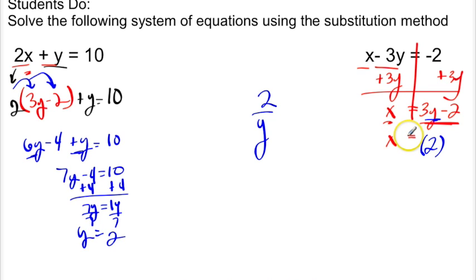X equals 3 times 2 minus 2. X equals 3 times 2 is 6 minus 2. X equals 4. Okay, I know there's a lot of information. This one is pretty tricky. So watch the video multiple times, slow it down a little bit if you need to.